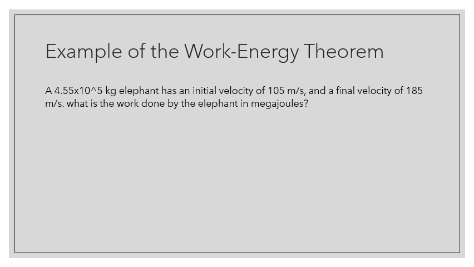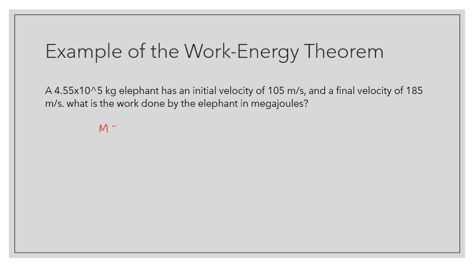So now I'll go over an example of a question that uses the work energy theorem. So a 4.55 times 10 to the 5 kilogram elephant has an initial velocity of 105 meters per second and a final velocity of 185 meters per second. So what's the work done by the elephant?